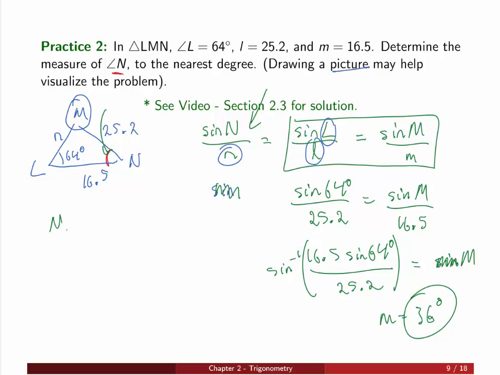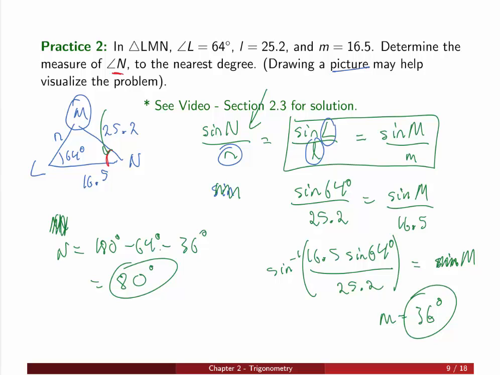Now we can finally find N. N is equal to 180 degrees minus 64 degrees minus 36 degrees. When you plug that into your calculator, you get a lovely value of 80 degrees. Okay?